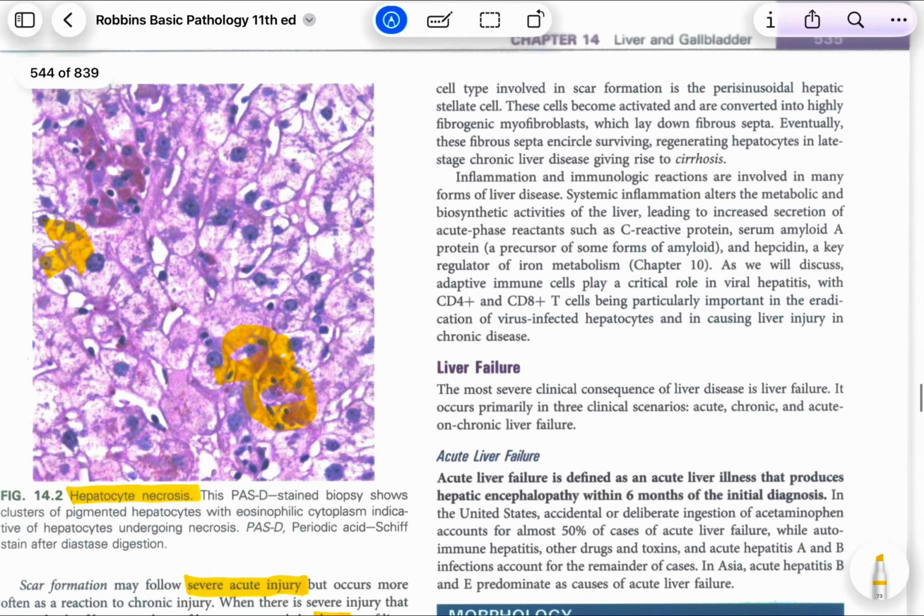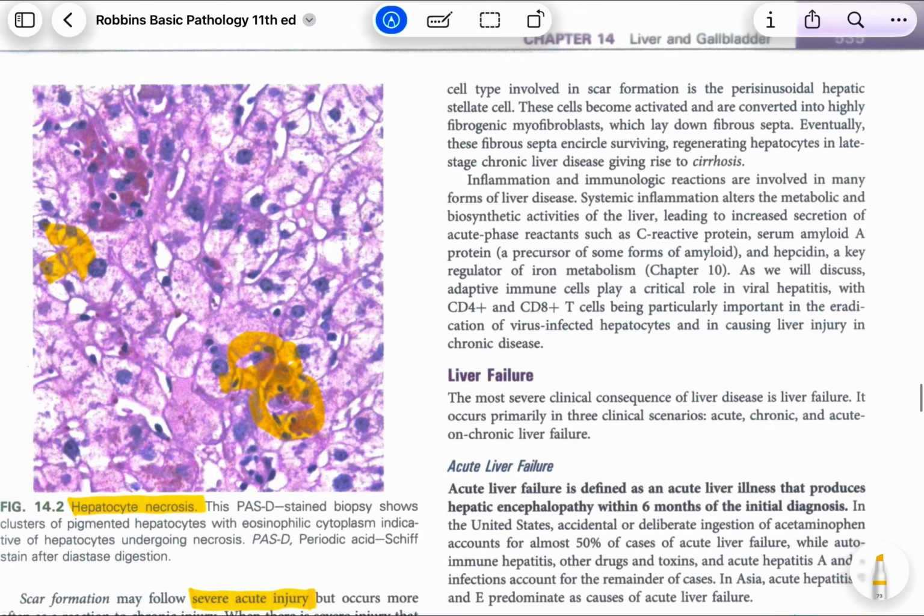Now, the principal cell type involved in scar formation is the perisinusoidal hepatic stellate cell. These cells become activated and are converted into highly fibrogenic myofibroblasts which lay down the fibrous septa. Eventually, these fibrous septa encircle surviving regenerating hepatocytes in late stage chronic liver disease, giving rise to cirrhosis.